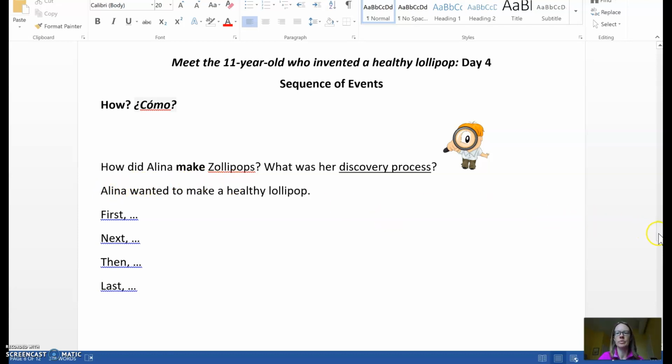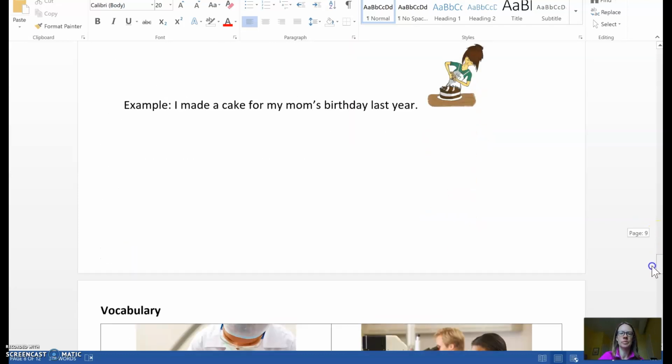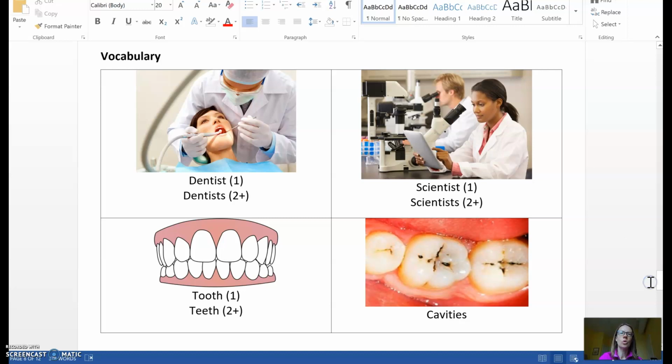Let's look at our vocabulary before we start. We know some of these words from reading the first part of the article. Let's review. Dentist. Say each one after me. Dentists. This person. Scientist. Scientists. Scientist. Scientists. Tooth. Teeth. Cavities.